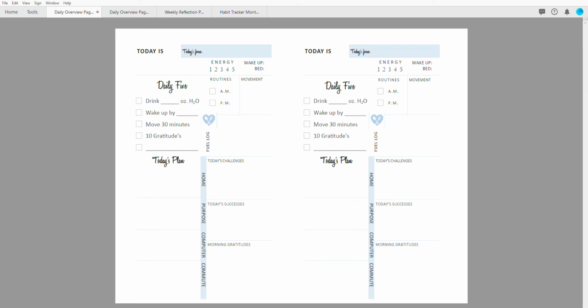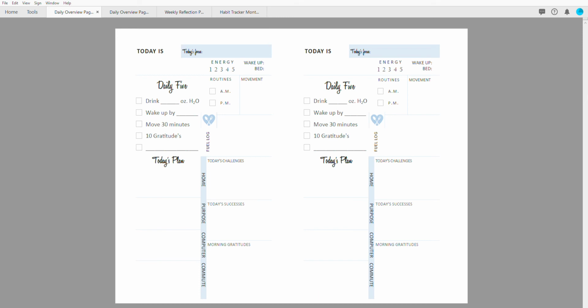Today's plan, moving down, we have 4 different categories there. We have home, purpose, computer, and commute. The way that is set up, it's set up that way because it's basically where you're going to have to be when you do certain activities or on whatever today's plan is. And I will highlight that it is very, very important that whatever you do choose to put on today's plan is something that is relevant and vital to that day.